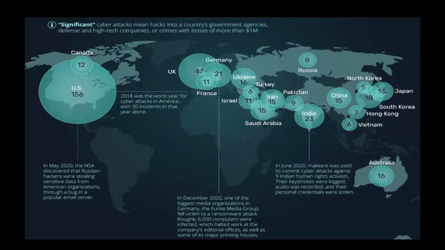And they're very nice and pleasant about it. Basically, they're going to delete everything you have on your system unless you give them a certain amount of money. In 2020, malware was used to commit cyber attacks against 9 Indian human rights activists. Their keystrokes were logged, audio recorded, and personal credentials stolen. Happens all over the place. Yeah.